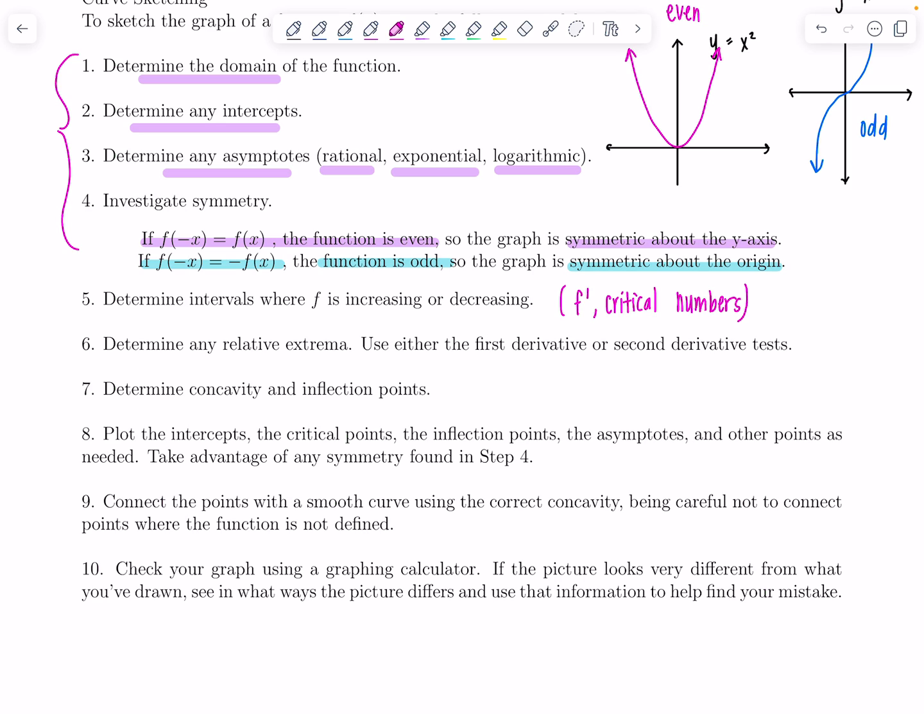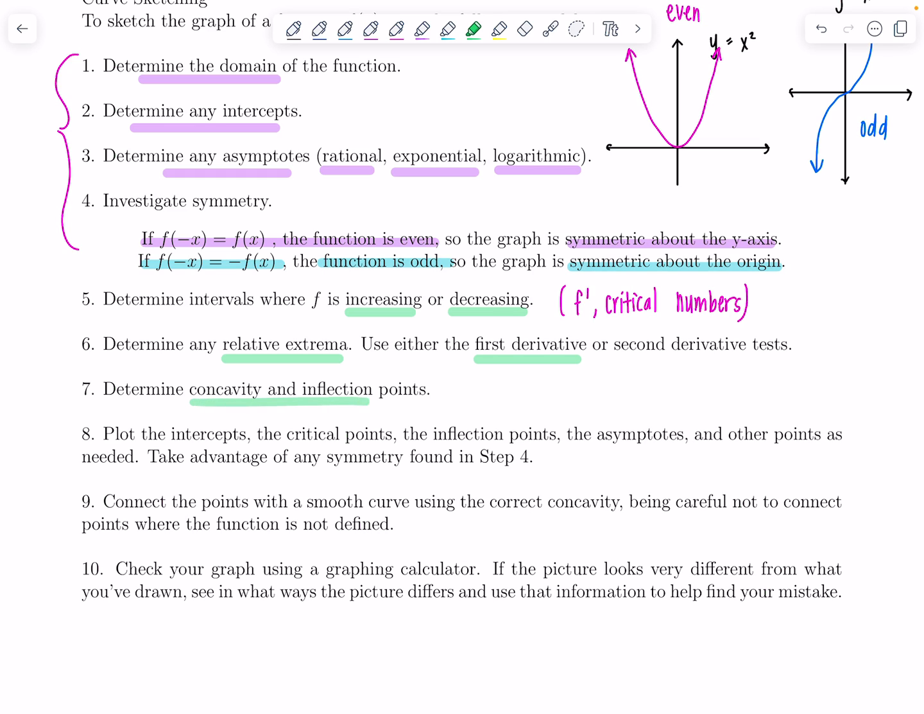Step 6, you want to determine any relative extrema, so relative mins and maxes. You can use either the first derivative or second derivative test. Since in the previous step we're finding where the function's increasing and decreasing, we're going to use the first derivative test for that. That's probably what we're going to do for the majority of step 6.